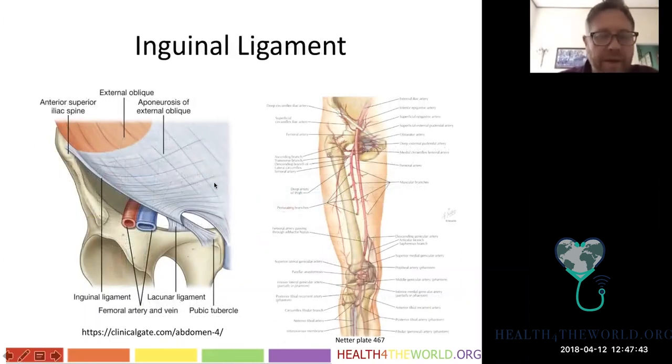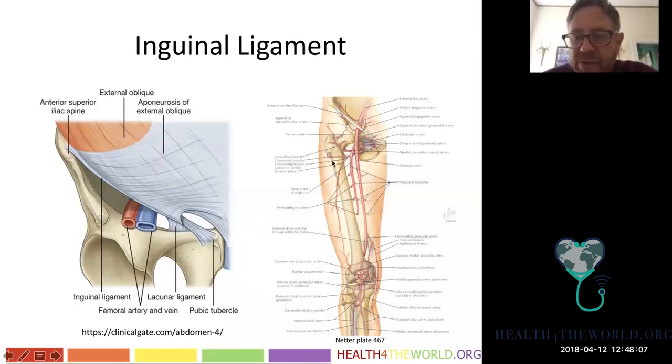Here they are again, crossing under the inguinal ligament here. You have the artery and the vein going under the inguinal ligament where they become the common femoral artery and vein. Again, here's the common femoral artery, which is going to bifurcate into the superficial femoral artery, which has some branches, but not as many as the profunda right here.